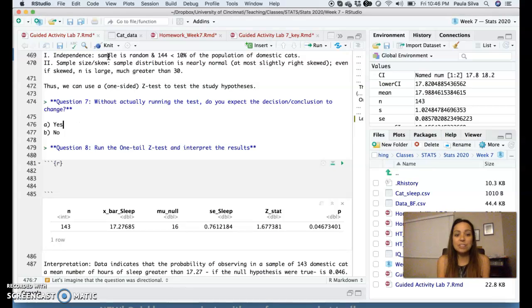Now, without actually running the test, do you expect the decision or conclusion to change? Yes or no? If you're thinking no, you are right, because if the p-value was significant under a two-tail test, it will continue to be significant on a one-tail test because it's going to be half that value, even smaller than that value, right? So no change will be expected.